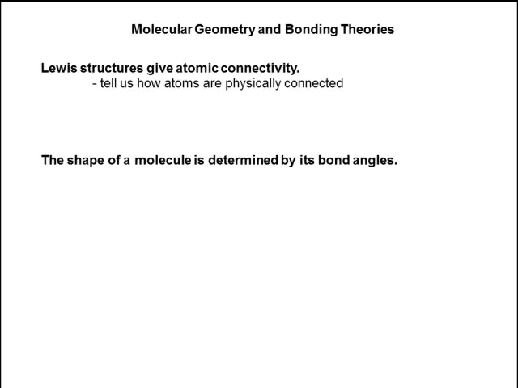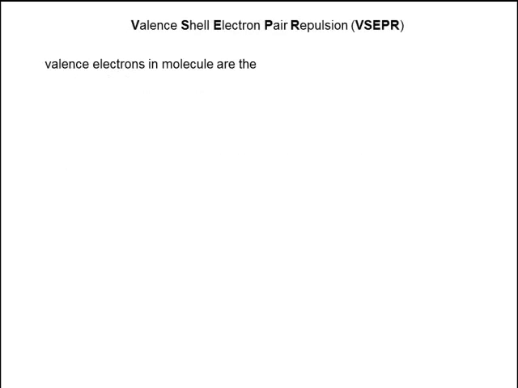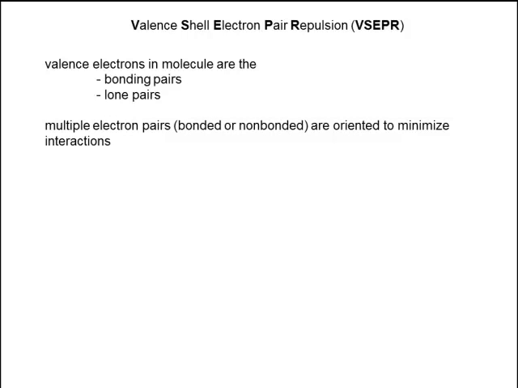The shape or molecular geometry of the molecule we're talking about is going to be determined by its bond angles, the angles between those different bonds around that atom. Those bond angles are going to be determined using something called VSEPR, or valence shell electron pair repulsion theory. In a molecule, those valence electrons are involved in bonding pairs, forming those bonds between atoms, as well as lone pairs. They're going to orientate themselves to maximize the distance between them, or to minimize their interactions.